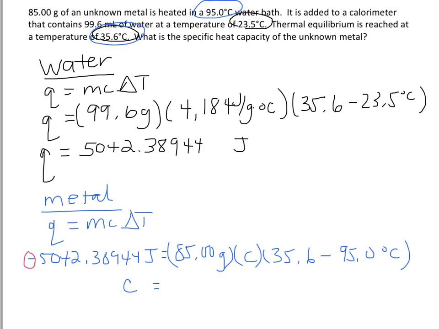So once you do the math, round it to 3 significant figures, you get 0.999 for the specific heat capacity. And then remember, the units for specific heat capacity are joules per gram per degree Celsius. And that's your final answer.